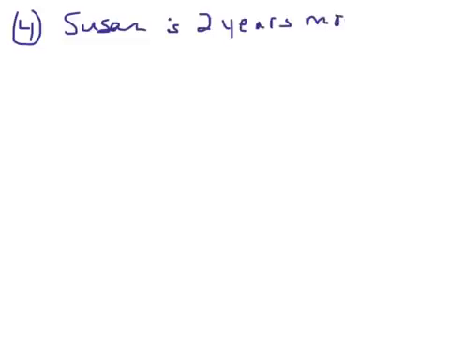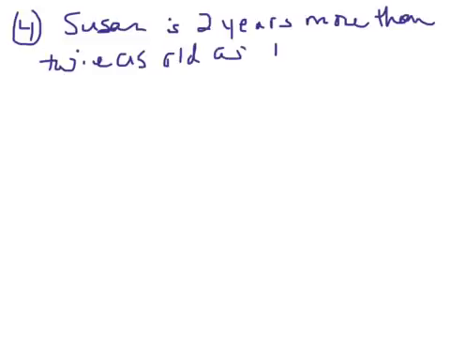We'll do number 4, setup next, just in case you're having a hard time with the setup. Number 4 says, Susan is 2 years more than twice as old as Tim. How old? The sum of their ages is 26.